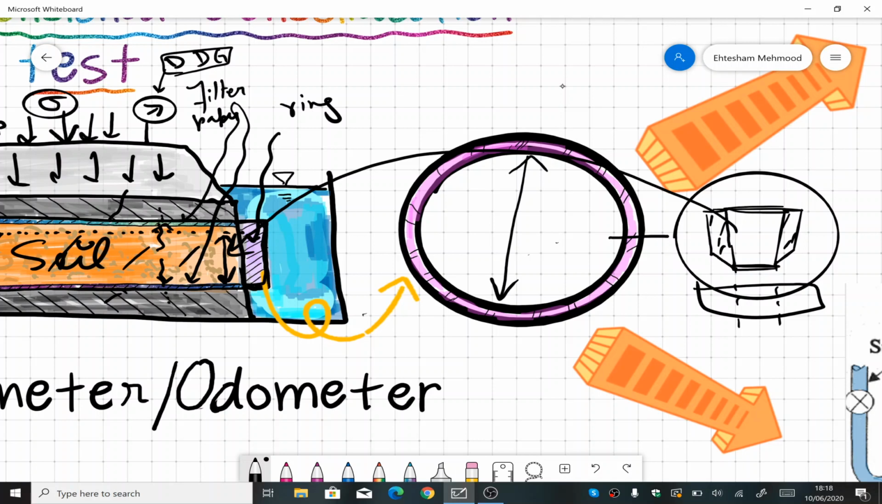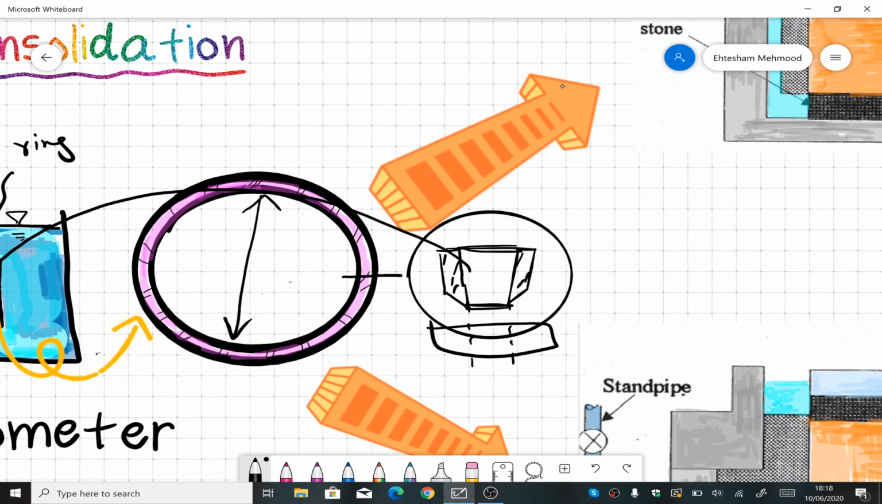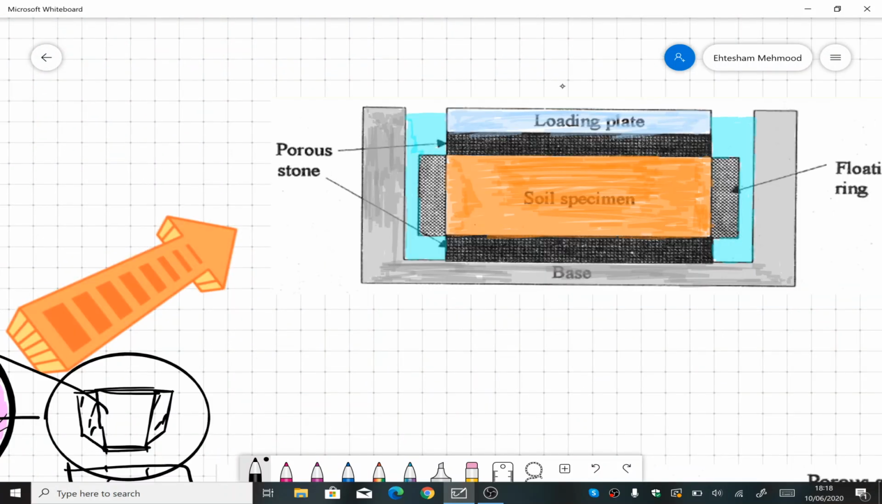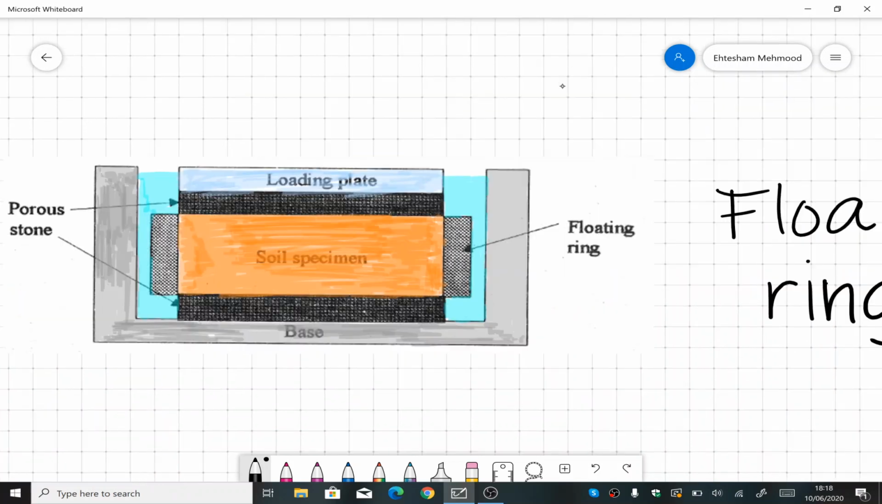Furthermore, there are two types of consolidation test. The first one is called the floating ring. The floating ring apparatus is just like the one I have drawn. The soil specimen is pressed inside the consolidation ring, with the porous stone at the top and bottom, and then we have the loading plate, and this whole thing is placed inside a container. There is nothing else. So this is called a floating ring.